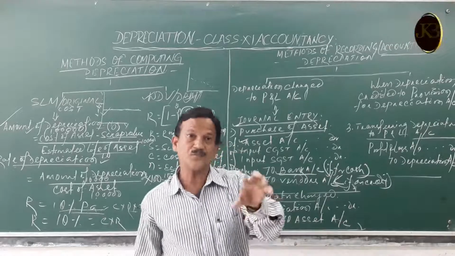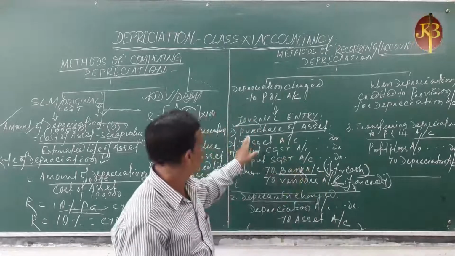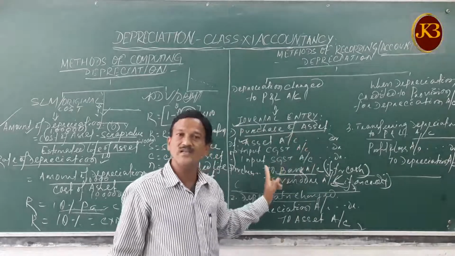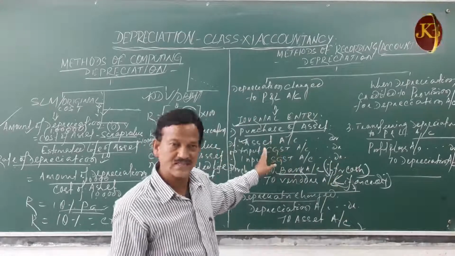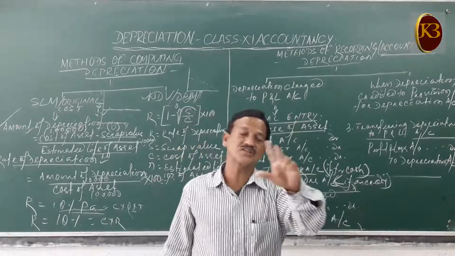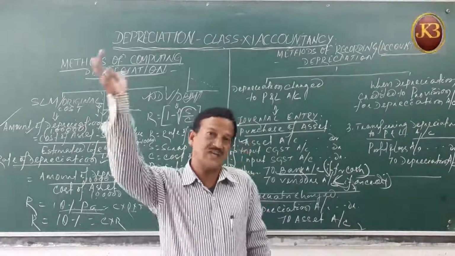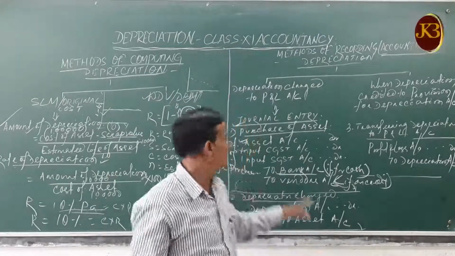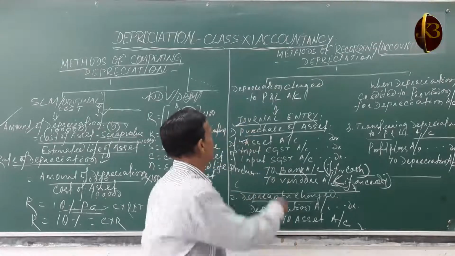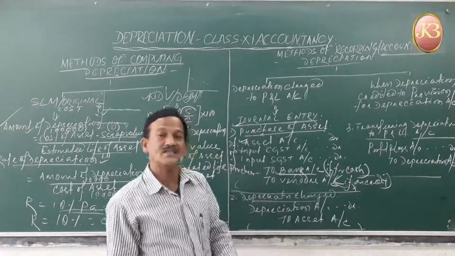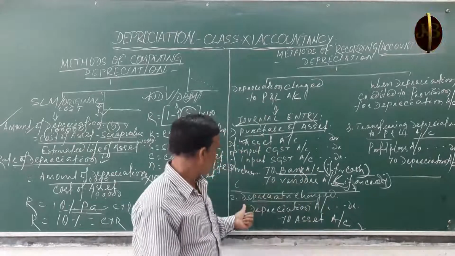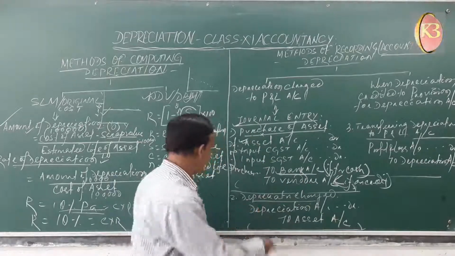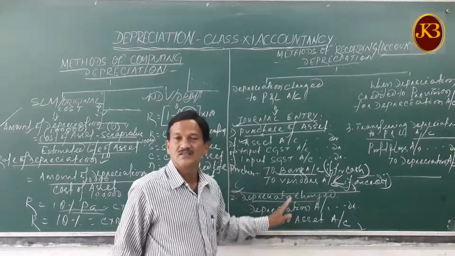Remember, the purchase of asset entry will be given on the date of purchase of the asset. So when an asset is purchased, then you do these entries. If an asset is not purchased, that is, the asset balance is already there, then this entry will not be done. So directly you will start from the second entry, the depreciation charged.